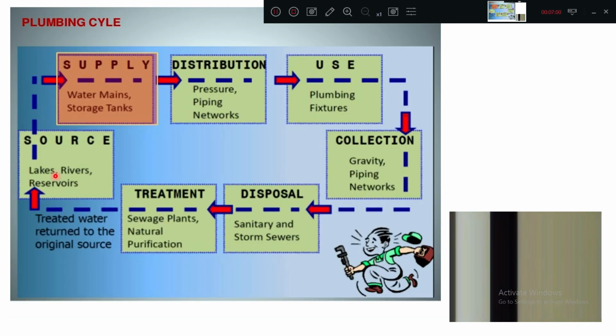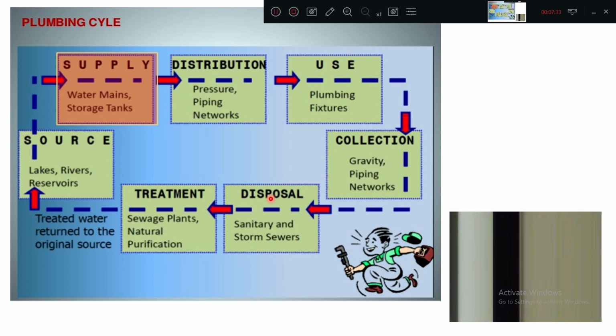Now in this diagram you can understand this is the source of water supply. From there, supply is made through water mains or storage tanks. From there it goes to the distribution network using pressure, through piping networks. From there it goes to individual houses where we use water through the plumbing fixtures. Plumbing fixtures are nothing but taps and sinks. Next, after using that water, the wastewater is collected through gravity and piping networks.